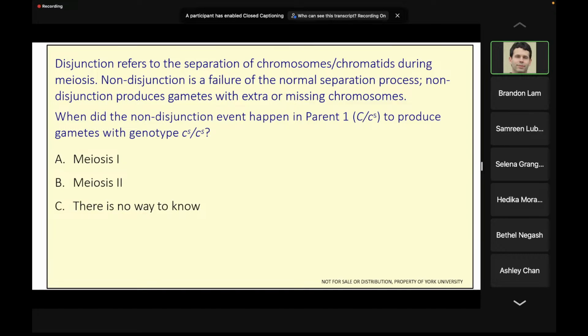Okay, so I got 34% of the class saying it happened during meiosis one. I got 65% saying meiosis two, and I got 1% of the class saying there is no way, even though I told them that wasn't the answer. But that's okay. They clicked something, so I get the points.